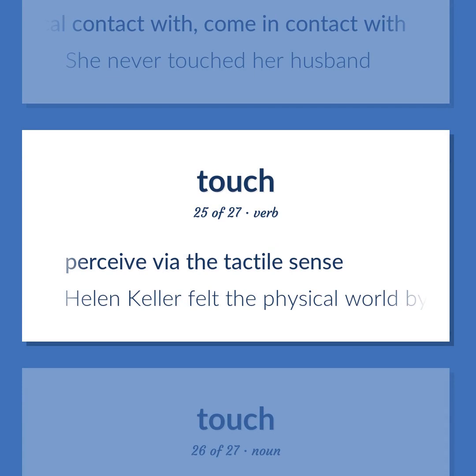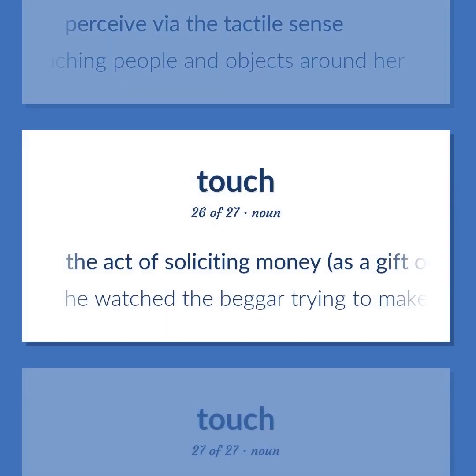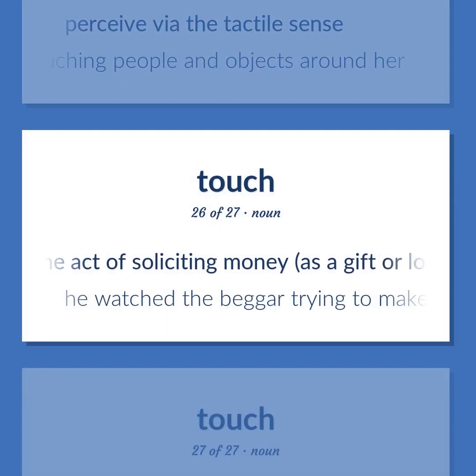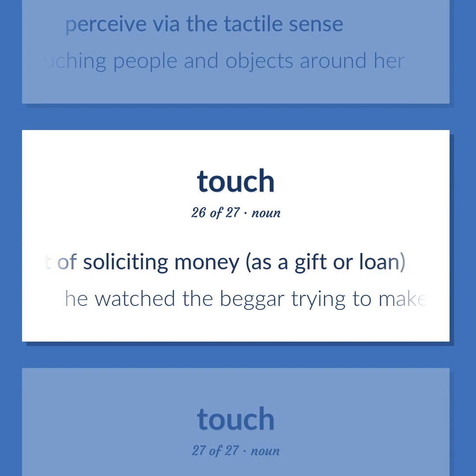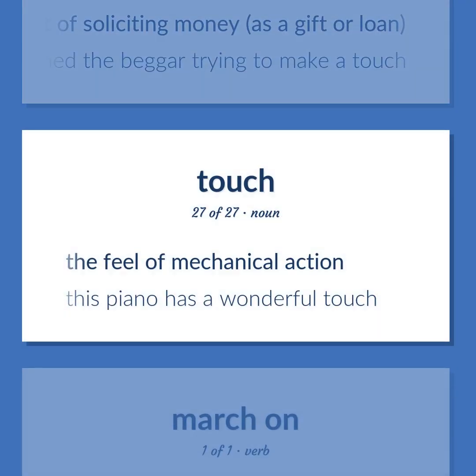Perceive via the tactile sense. Helen Keller felt the physical world by touching people and objects around her. The act of soliciting money, as a gift or loan. He watched the beggar trying to make a touch. The feel of mechanical action. This piano has a wonderful touch.